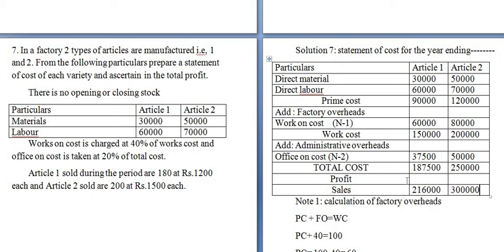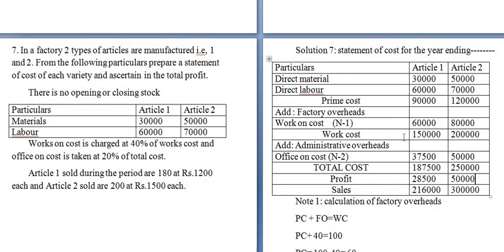Understanding? Now find out whether there is profit or loss. Now sales minus total cost or cost of sales will give you profit or loss. Now for article 1, sales is 2,16,000 and cost of sales or total cost is 1,87,500. So find out the balance. So balance is 28,500. So this itself will be called profit for article 1. Same thing for article 2 also. Sales is more than cost of sales, which means there is again a profit of rupees 50,000. Okay, so this is the problem. This is what they have asked us to solve.